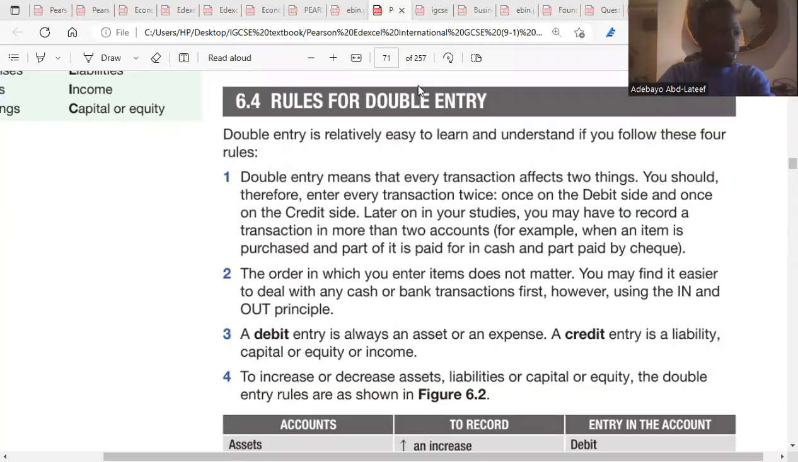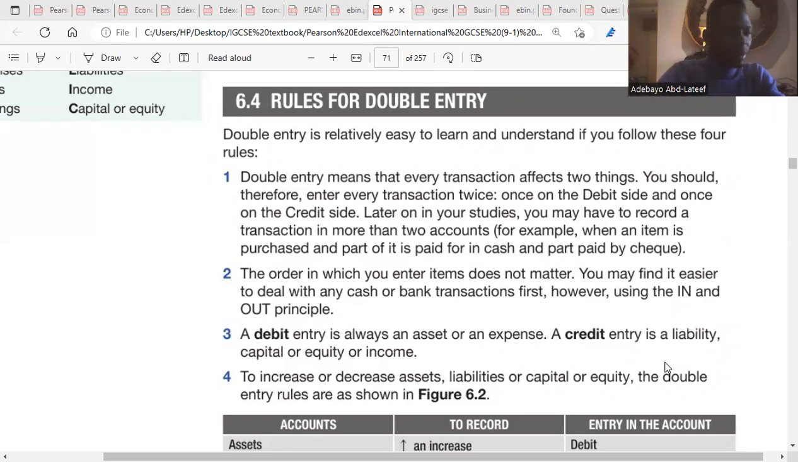We'll continue with rules for double entry. So the first rule says double entry means that every transaction affects two things. So it means that whenever we make a transaction, two things must occur. That means you are taking from one side to the other side. So we have to record our transaction twice, because any transaction involves two sides, the debit side and the credit side.